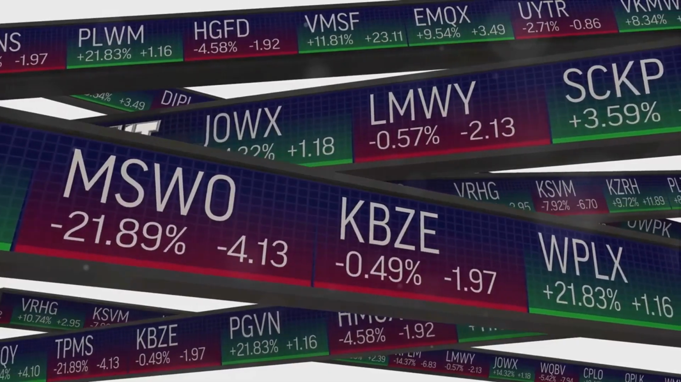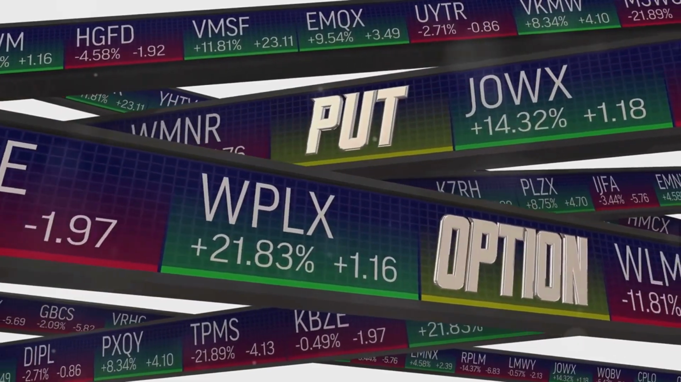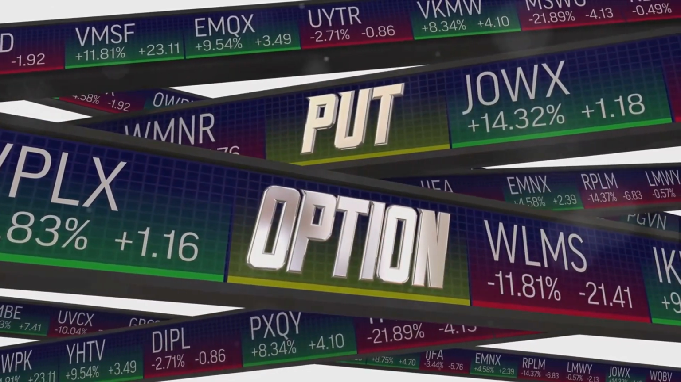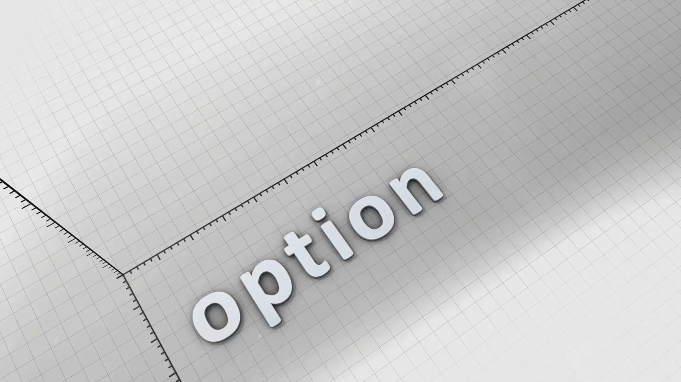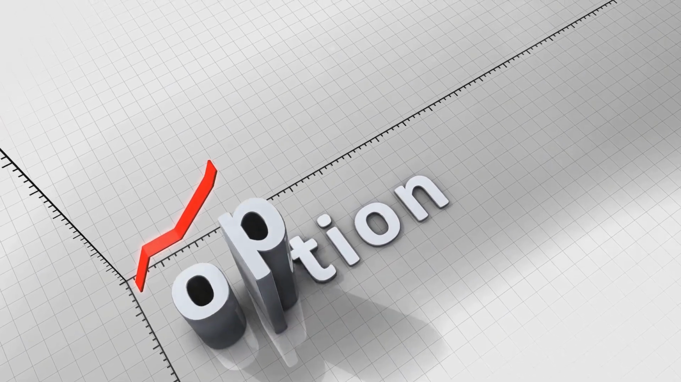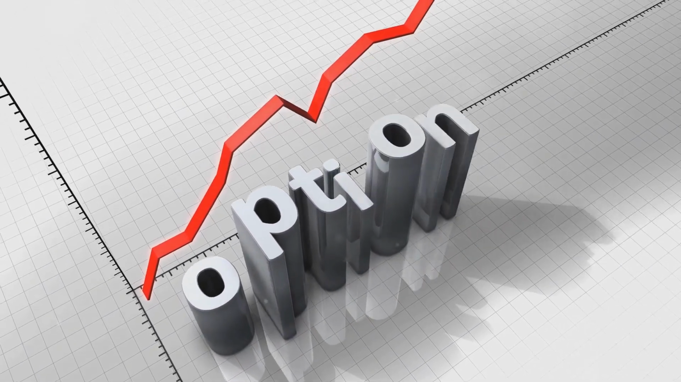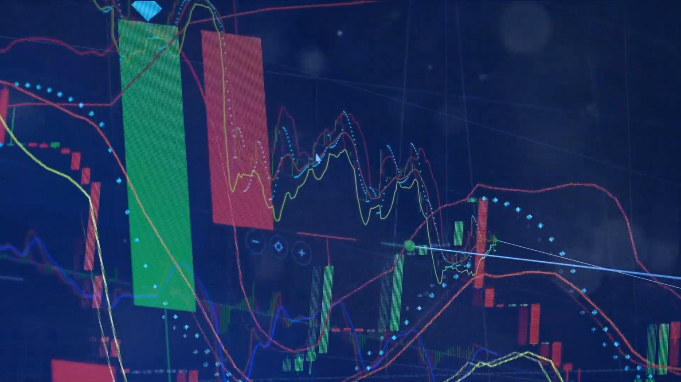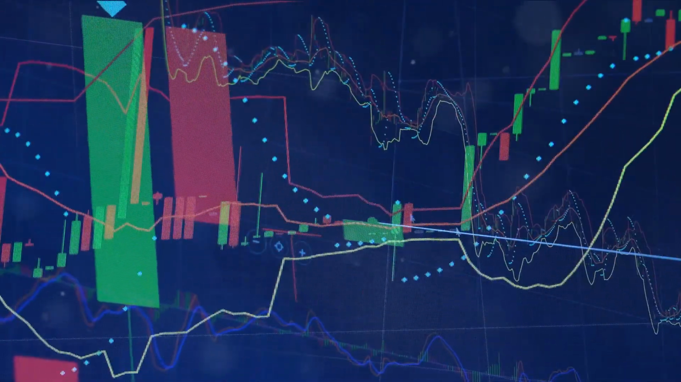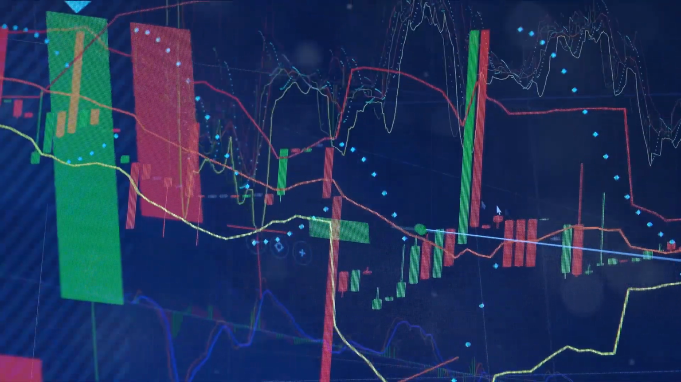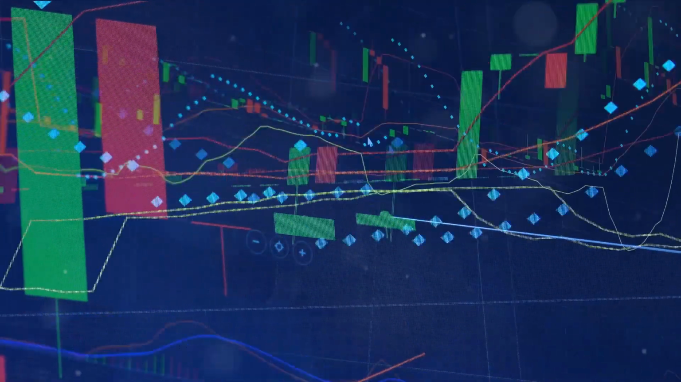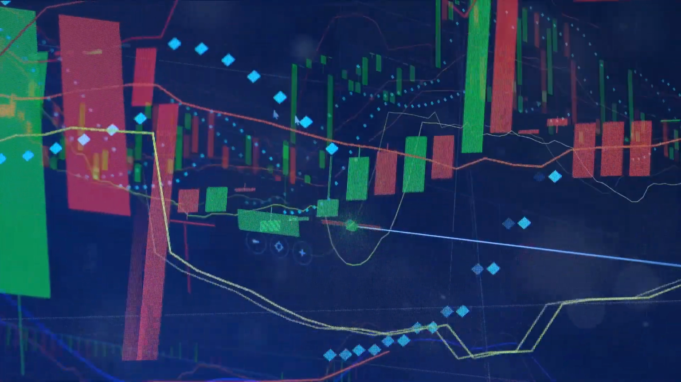Let's bring this to life with an example. Imagine an option with a gamma of 0.05. This means for every $1 move in the underlying stock price, the delta of the option may change by 0.05. This change in delta affects the price of the option, and as an options trader, it's crucial to anticipate these changes to manage your risk effectively.